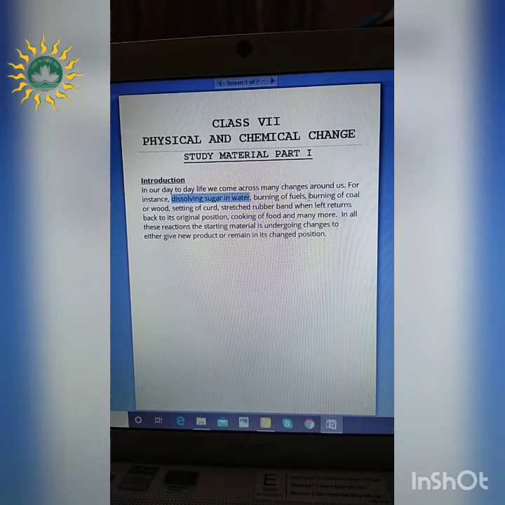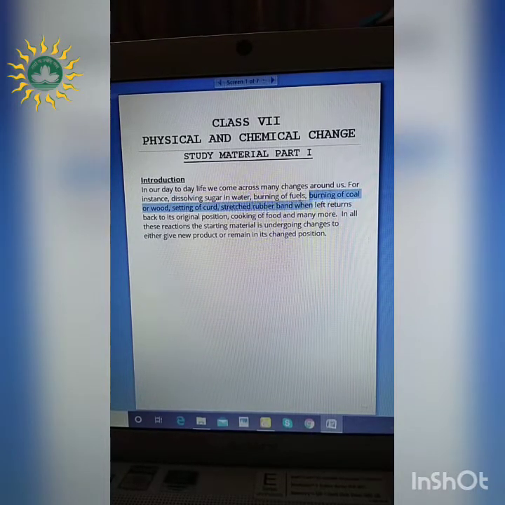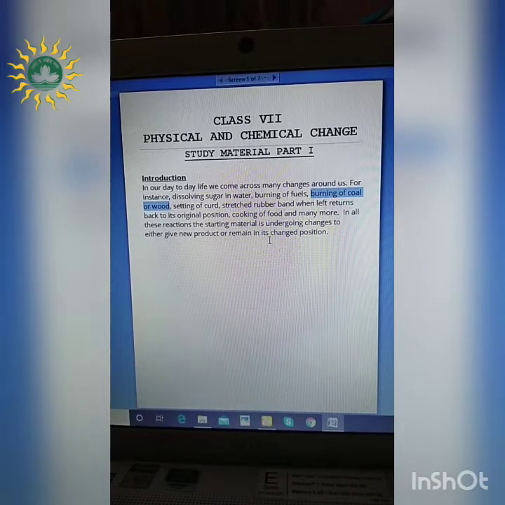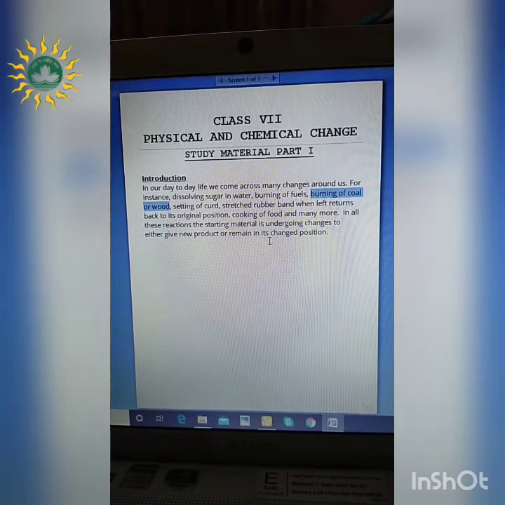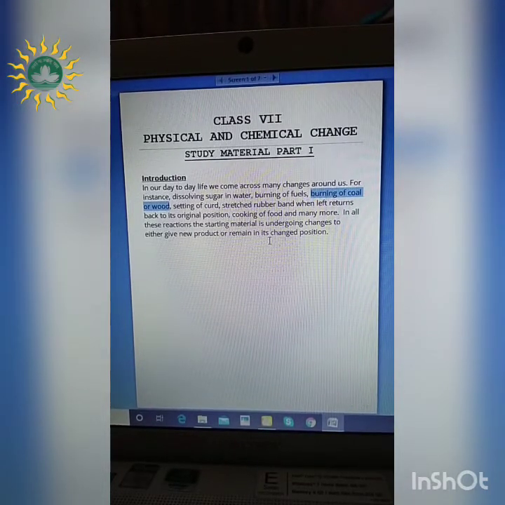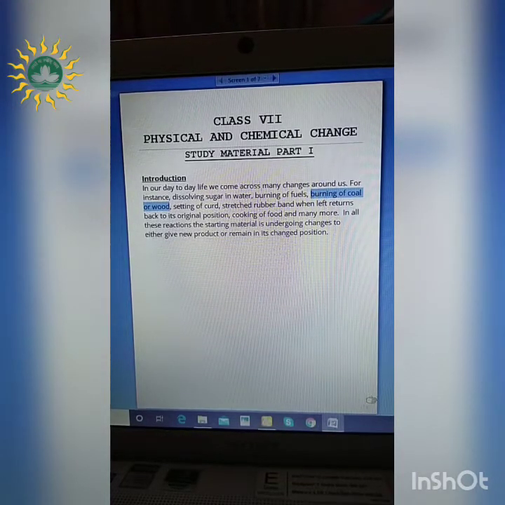Whereas in burning of wood, for example, we get a new substance. Why? Because ash is being produced, right? Wherever ash is produced, it cannot be reverted back to its original substance. So in these two situations, the first, dissolving of sugar in water, is a reversible change. Burning of wood is an irreversible change. So two types of changes are being noticed.